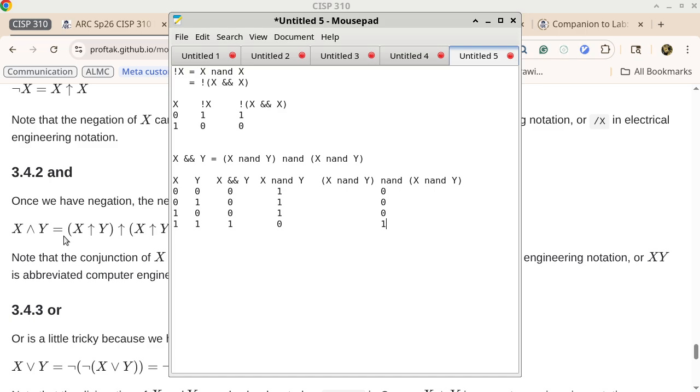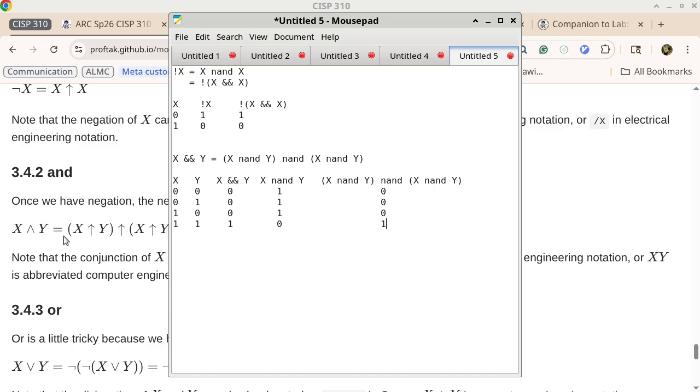Are we okay so far? Okay. So what is the significance of all this stuff here? It means if I have a way to implement a NAND gate, which is a hardware version of an operator, I can now use that particular gate or that circuit to perform just regular negation, also to perform regular conjunction.